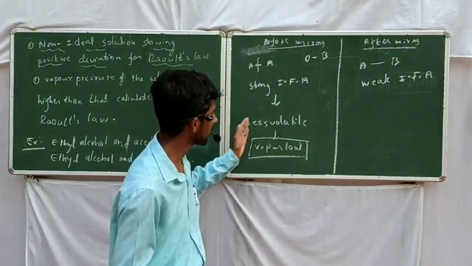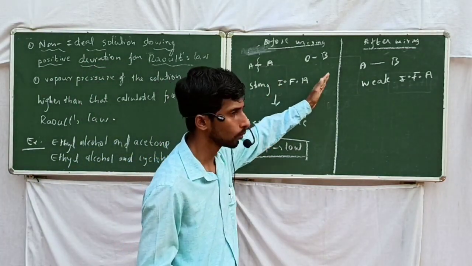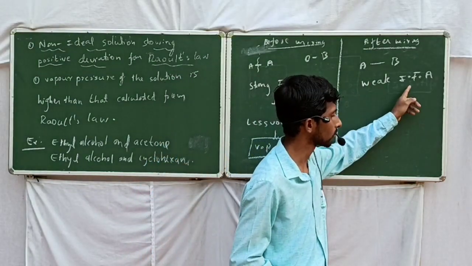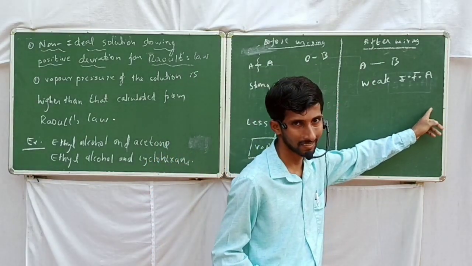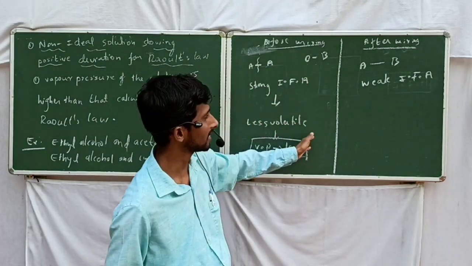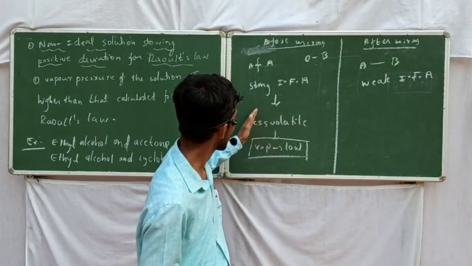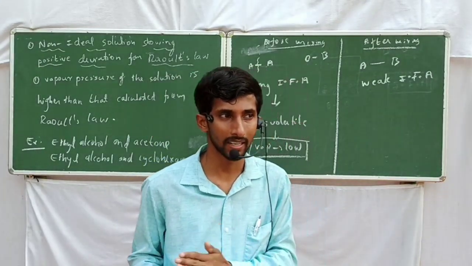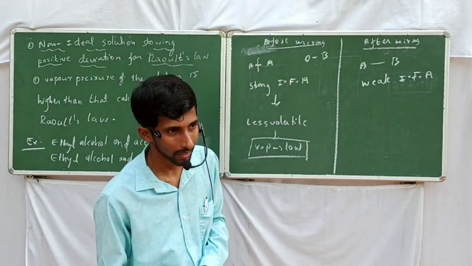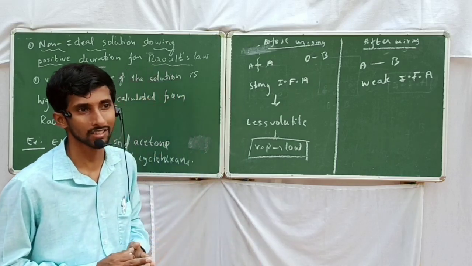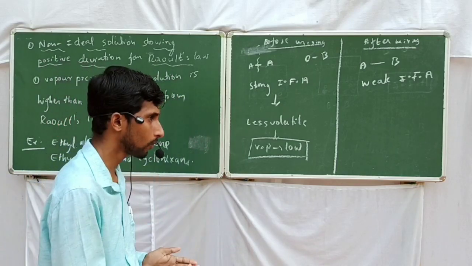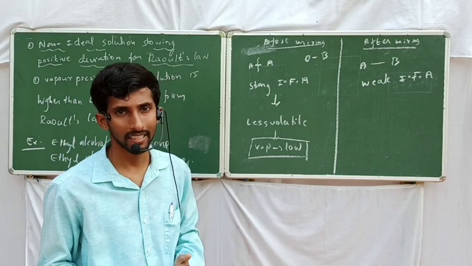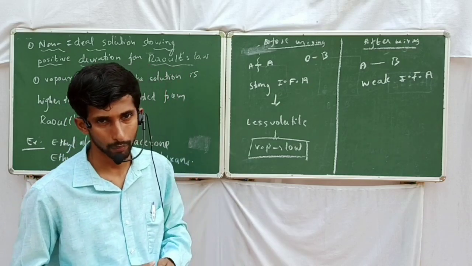But here the fact is, once you mix these two components, the magnitude of intermolecular forces of attraction decreases. We can say this is one particular limitation of this Raoult's law, because according to Raoult, there is no change in the intermolecular force of attraction before mixing and after mixing. But in case of non-ideal solutions, that is not true. Before mixing and after mixing, there will be change in the intermolecular forces of attraction between the components.